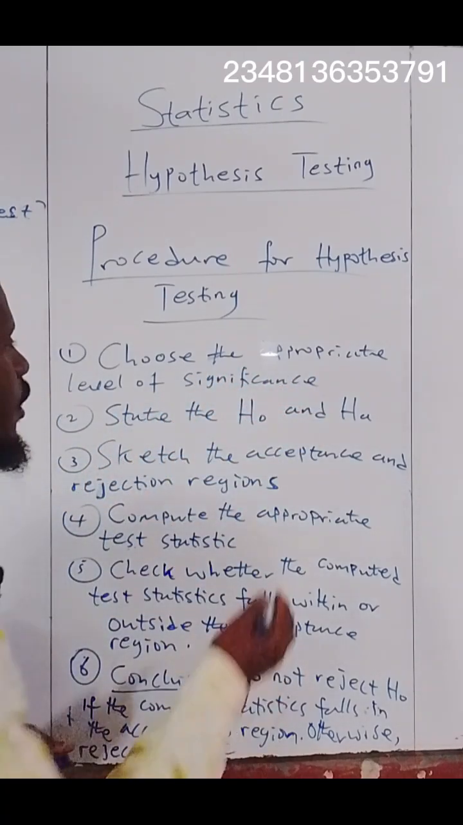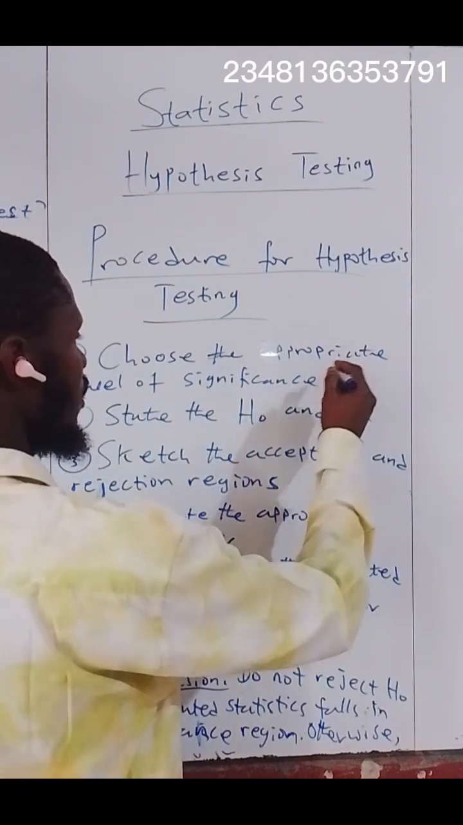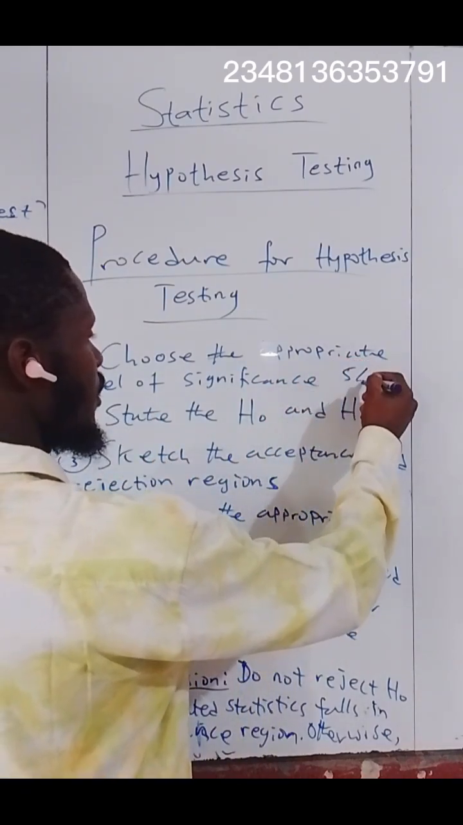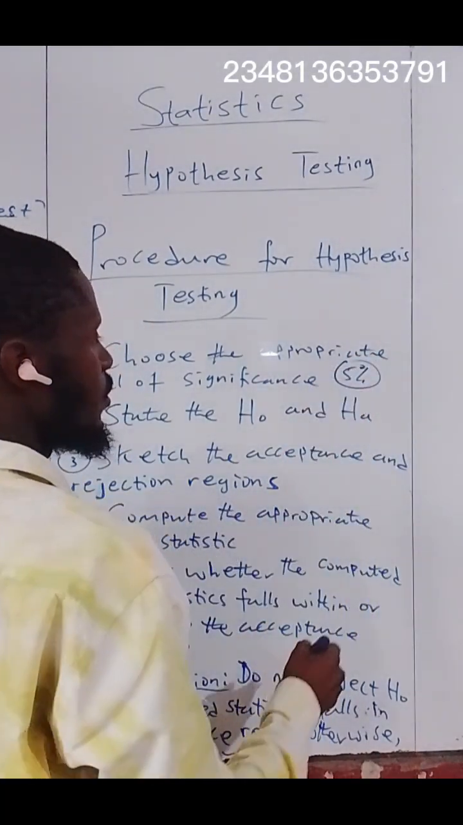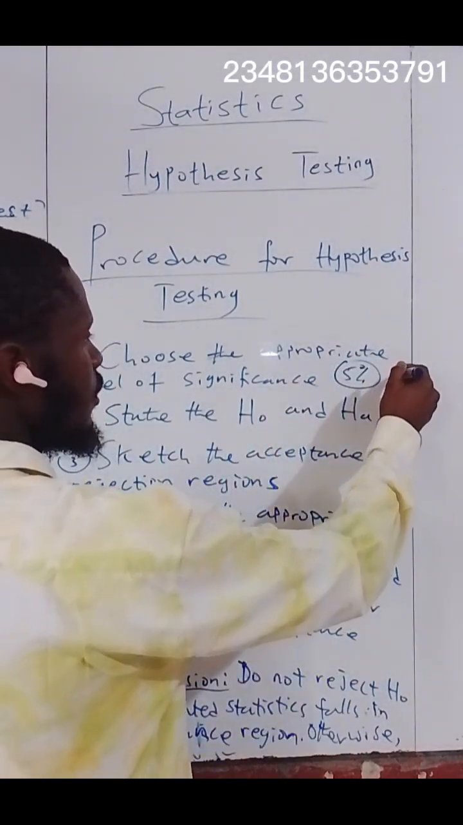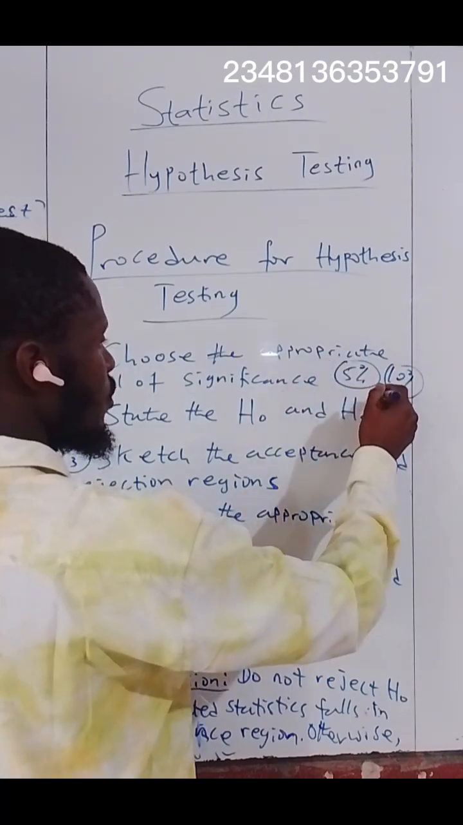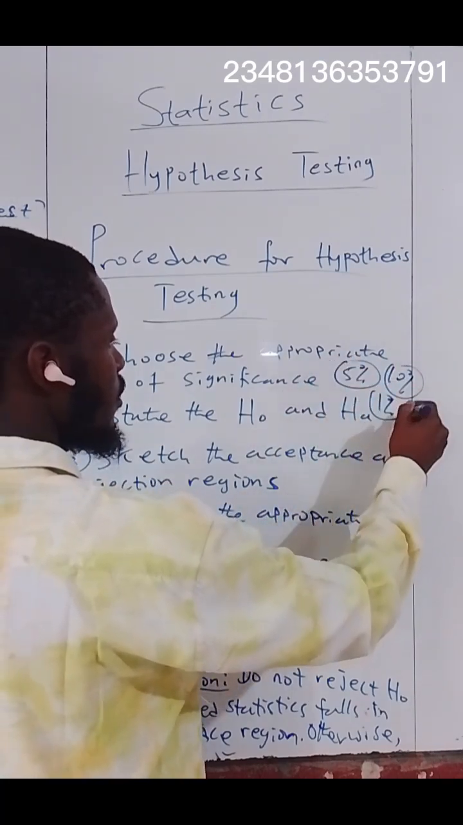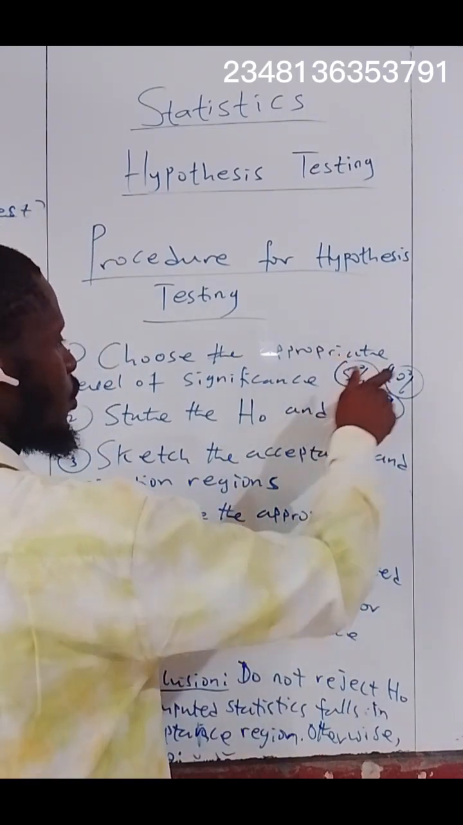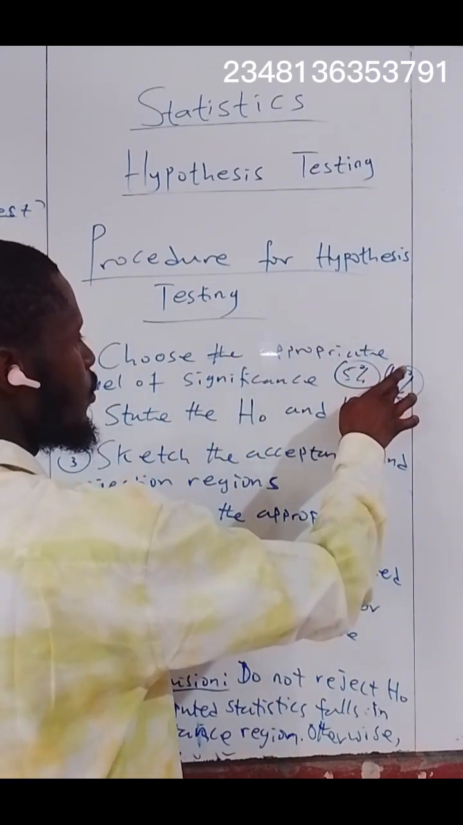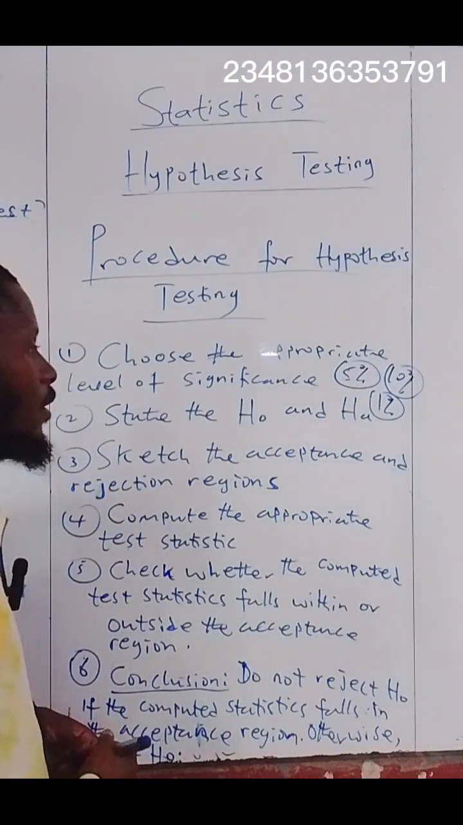The most common level of significance that is used is 5% level of significance. In some fields, 10% is accepted, while others use 1%. Okay, so 5%, that's the most common one. Some fields use 10%, and some only accept 1% level of significance.